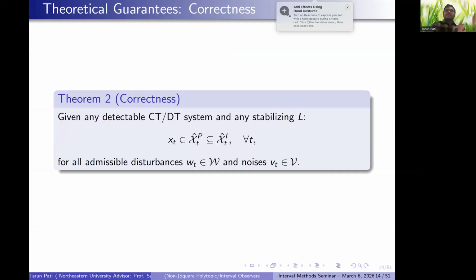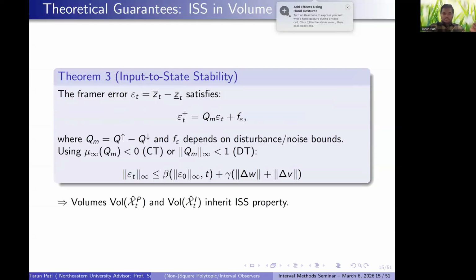That means if we are able to get a stabilizing L, that means a closed loop ACL is Hurwitz or Schur stable, then it is guaranteed that the interval observer is correct. That means the true state is always contained within our polytopic or interval estimates for all admissible disturbances within our known bounds of noise and disturbance.